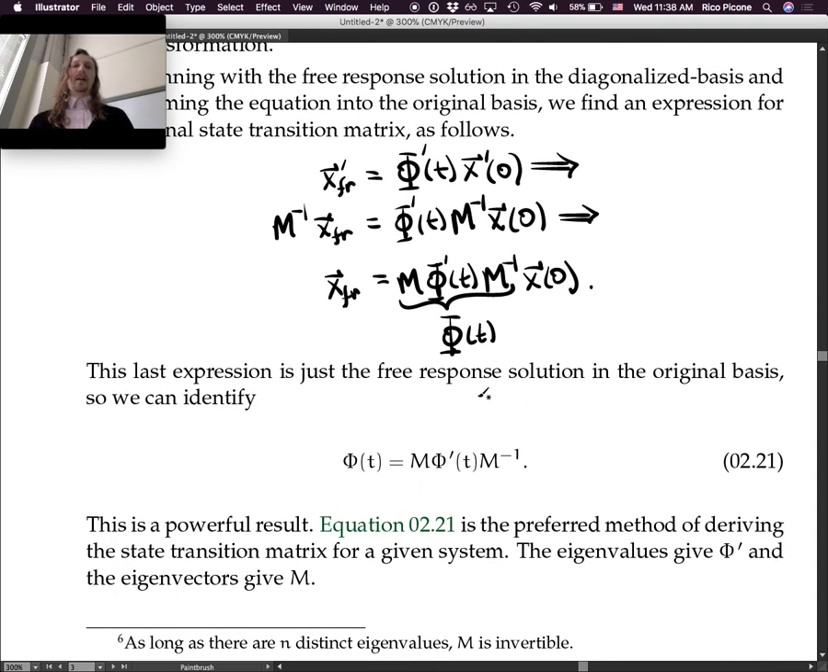Therefore, we have this identity here. Phi is equal to m phi prime m inverse. It's a powerful result. It's the preferred method of deriving the state transition matrix for a given system. The eigenvalues give phi prime, right? Phi prime just being e to the lambda t. And the eigenvectors give m. So you find the eigenvalues and eigenvectors of a system, and you can write down its state transition matrix like that. So this is like the big payoff right here at 221.